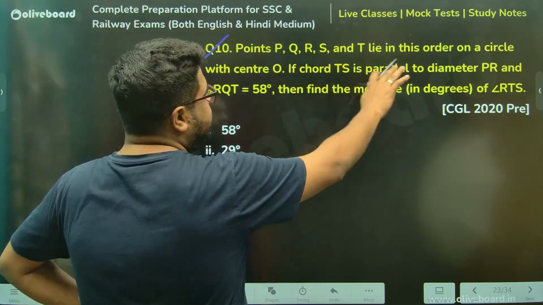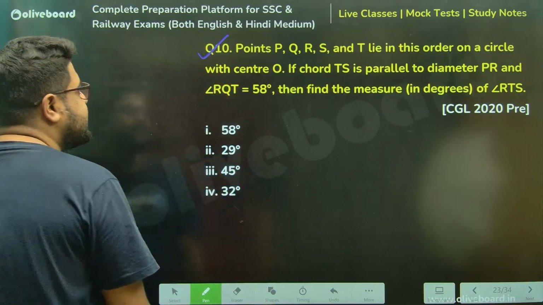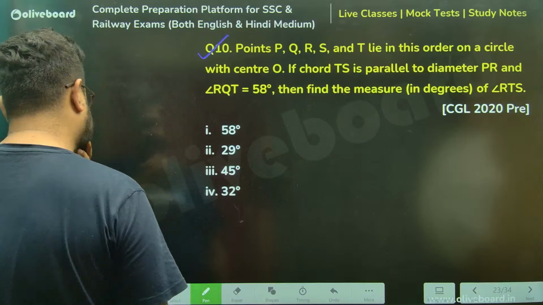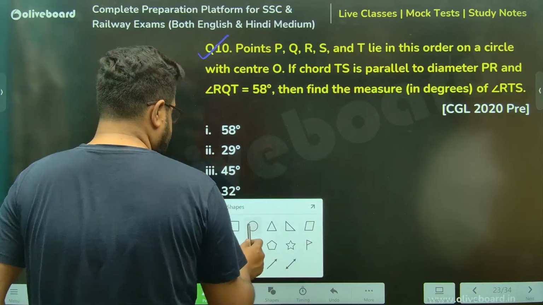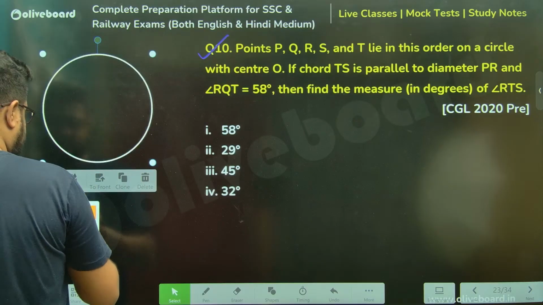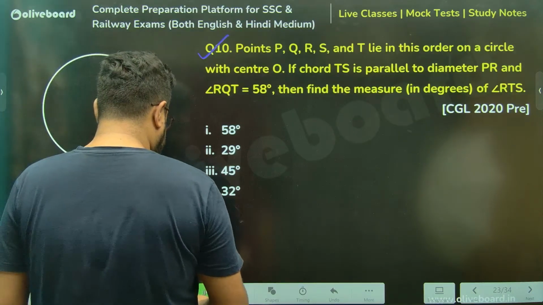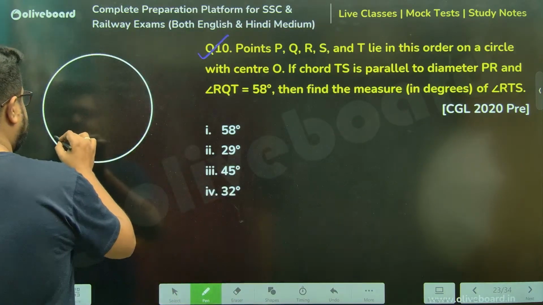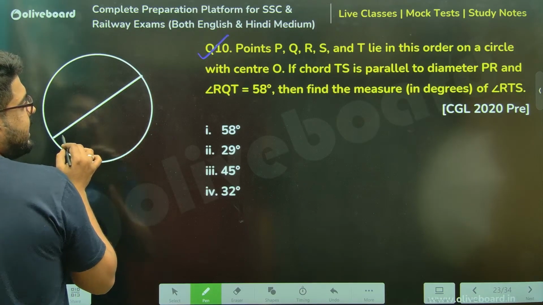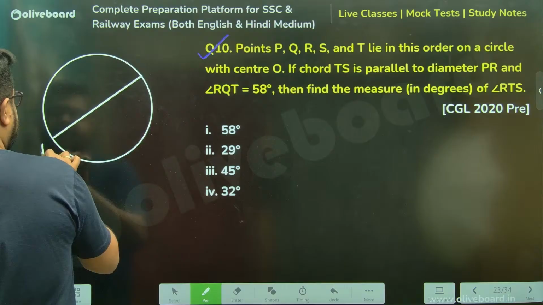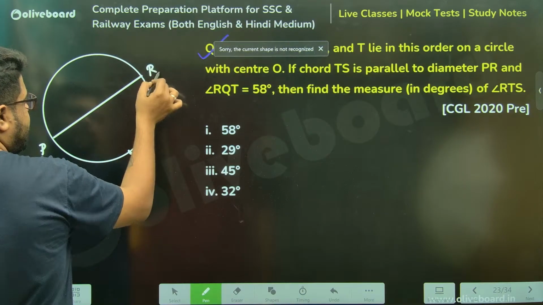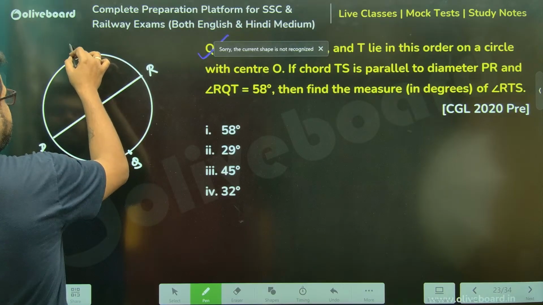Five points lie in this order on a circle with center O. Chord TS is parallel to diameter PR. Oh my God, sir. Okay, let's draw what is given, sir. PR is the diameter, I know. So let me just draw the diameter. Okay, this is P. One side is P. So Q is here somewhere, because the order is P, Q, R, then S and T.